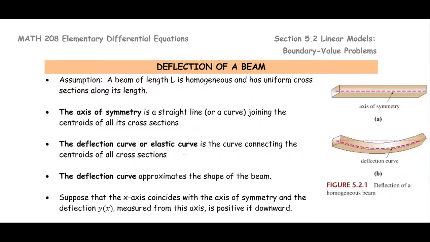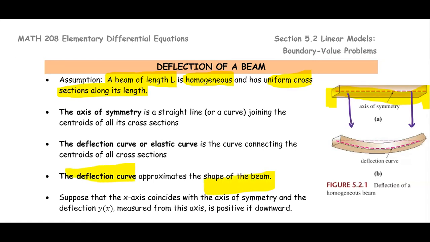Deflection of a beam. Consider a beam of length L, which is homogeneous in material and has uniform cross sections along its length. There is an axis of symmetry, which is a straight line joining the centroid of all its cross sections. This beam is supported on the left end and the right end. The weight of the beam distorts the axis of symmetry into a curve, as in the second figure here. This curve is called the deflection curve, or the shape of the beam.